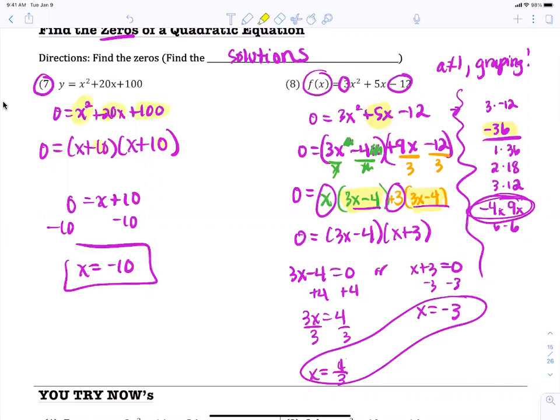Now here, if you get two of the same exact quantities, you don't have to solve both of them twice. It's just a matter of saying x plus 10 equals 0 and solving. So final answer, it's just simply x equals -10.